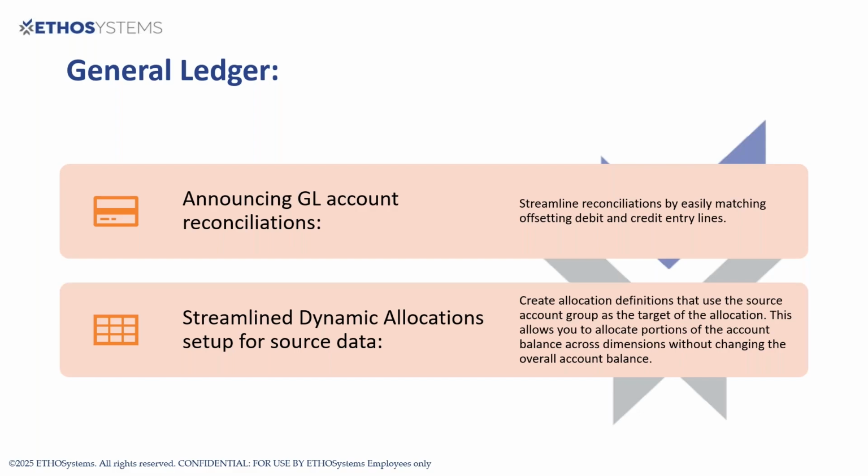And also some updated options for the dynamic allocations. So now you can use the same account group so that you can allocate your amounts across multiple dimensions, but you don't have to change the overall account balance. So that's kind of cool.